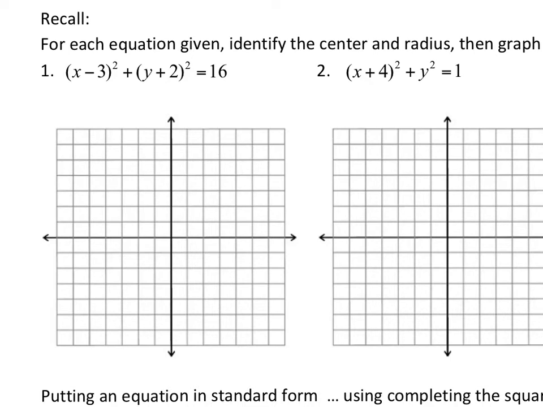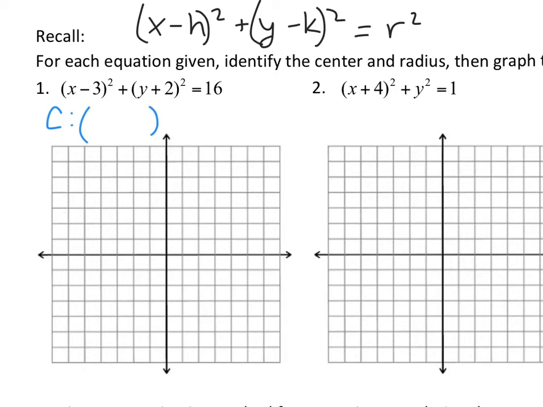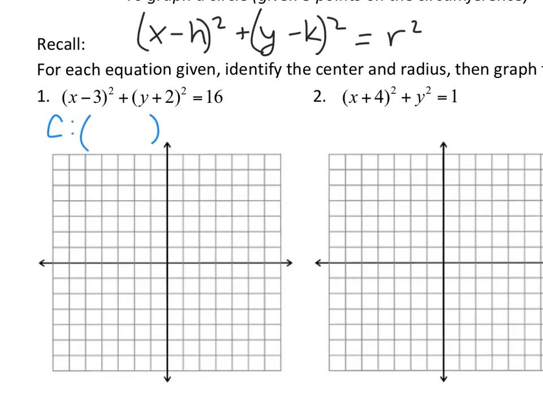So what I'm going to ask myself is 2 questions. I'm going to first ask myself, what's the center of my circle? And recall that that comes from the h and k values. So if you're looking at your equation in standard form, we've got (x minus h) quantity squared plus (y minus k) quantity squared is equal to r squared. That's really something you need to memorize, just like you have y equals mx plus b, your slope-intercept form, memorized.